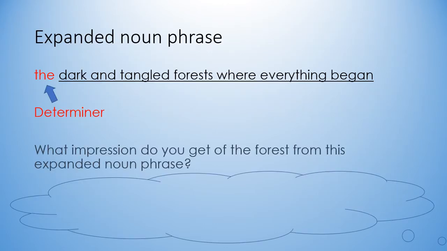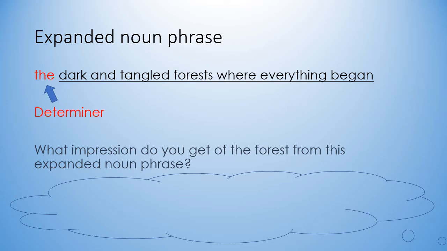The first technique I want you to look at is expanded noun phrase. The dark and tangled forests where everything began. The is a determiner and it tells us something. It tells us he knows this place. If he'd said a dark and tangled forest where everything began, it wouldn't have had the same meaning. The way he said the means that it's a place that the person knew.